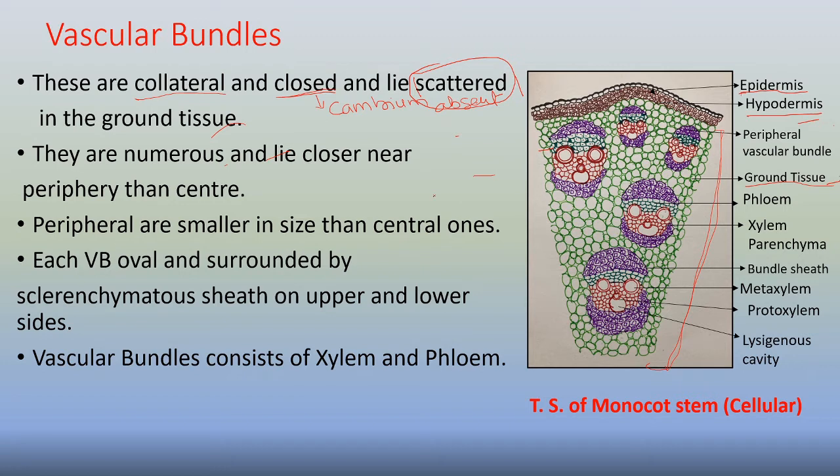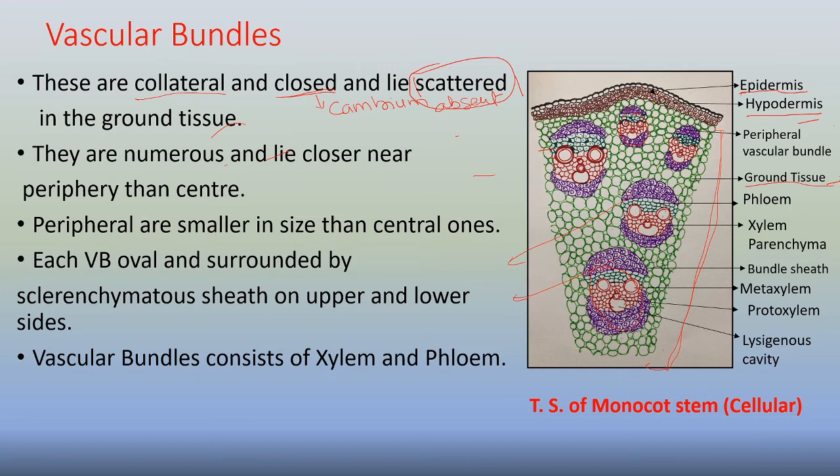The next important thing is the peripheral vascular bundles, they are smaller in size. You can see these are smaller in size as compared to the central vascular bundles. So, these are the central vascular bundles, and each vascular bundle you can see here is having the sclerenchymatous tissue. The purple colored tissue which is seen is the sclerenchyma tissue, which is nothing but the sheath present on the upper as well as the lower side of the vascular bundles.